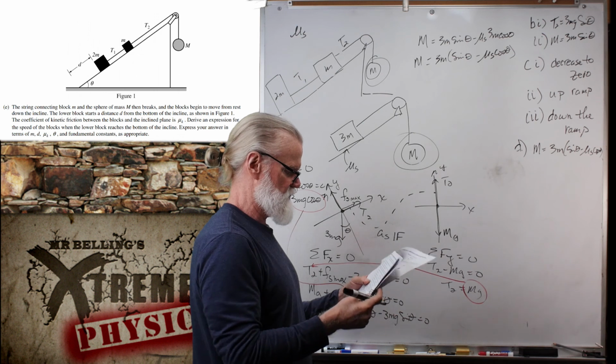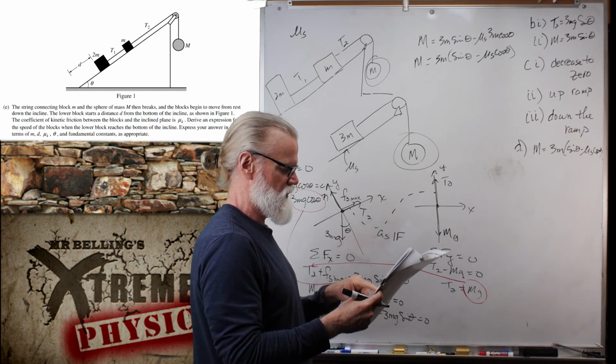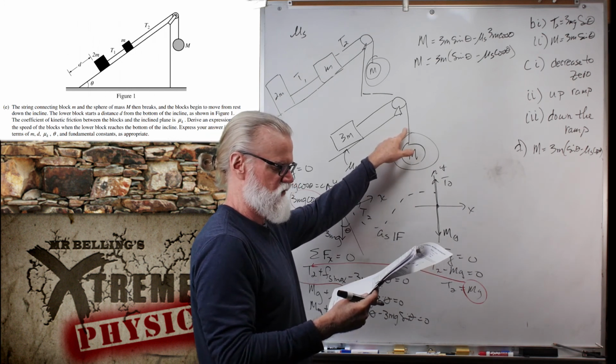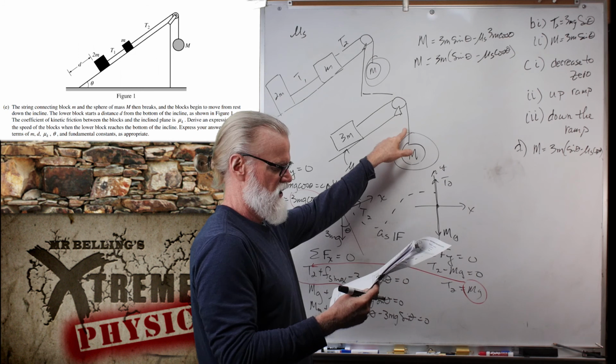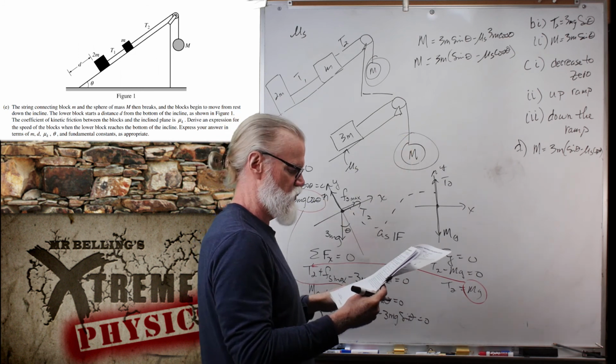The string connecting block mass m and sphere mass m then breaks. It breaks. And the blocks begin to move from rest down the incline. The lower block starts at distance d from the bottom incline as shown in figure 1.